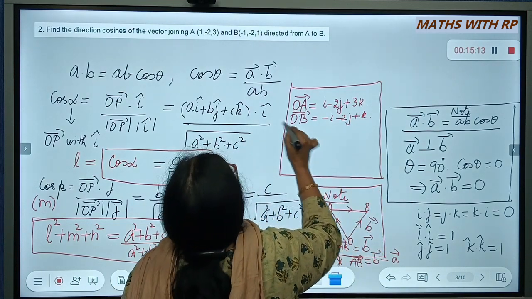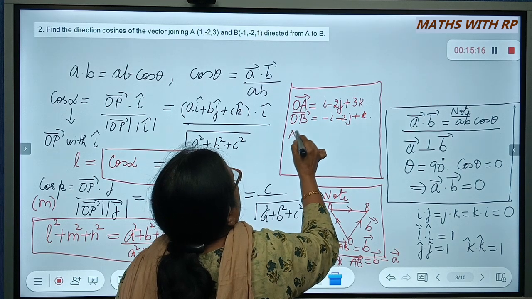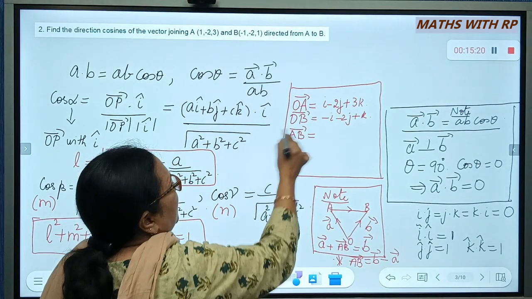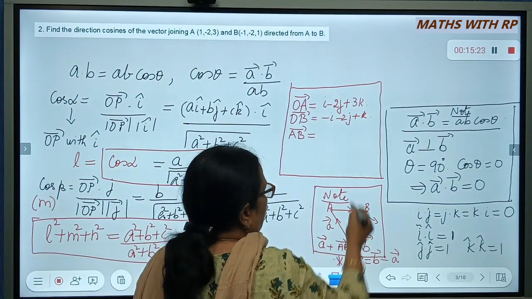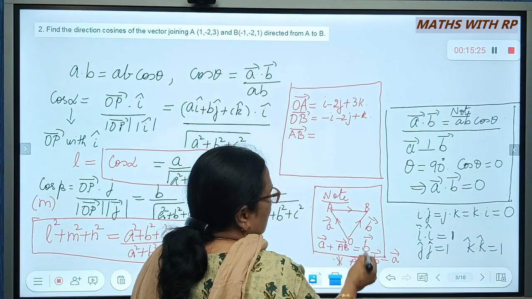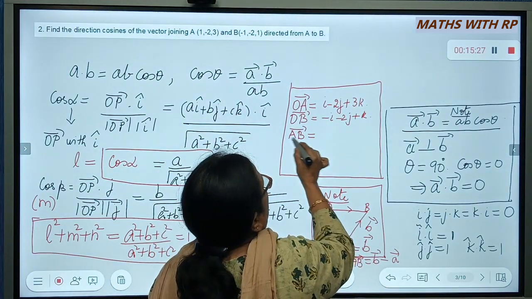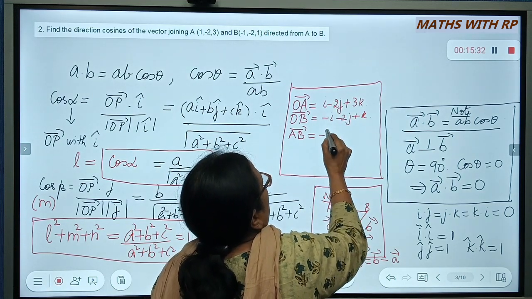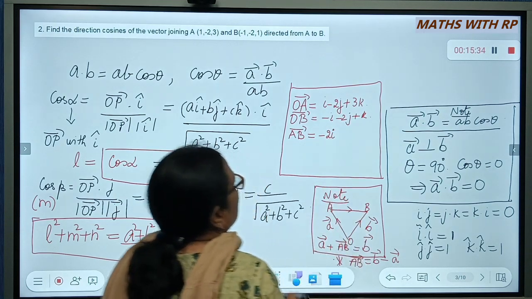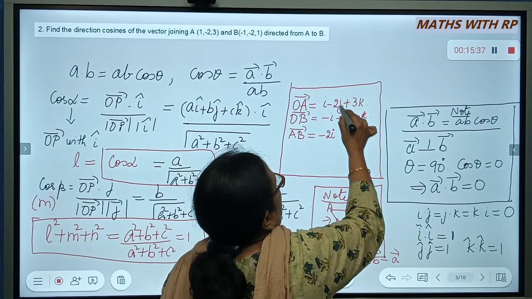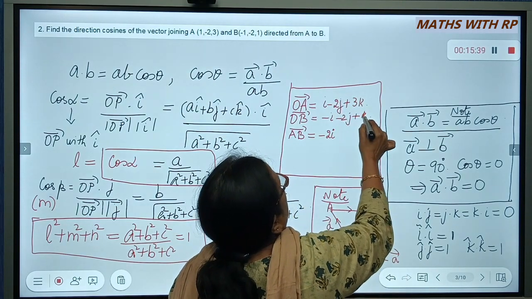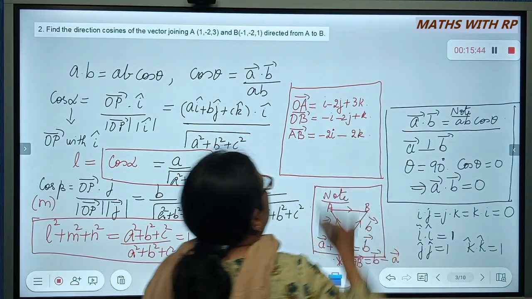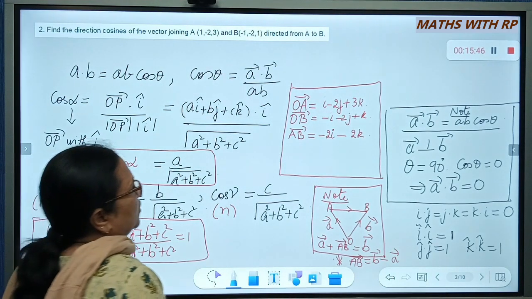So what will be directed from A to B? AB vector will be OB vector minus OA vector, right? You have seen here AB vector is B vector minus A vector, OB vector minus OA vector. So this minus this: minus 2i, minus 2j plus 2j is 0, plus k minus 3k is minus 2k. This is the AB vector.